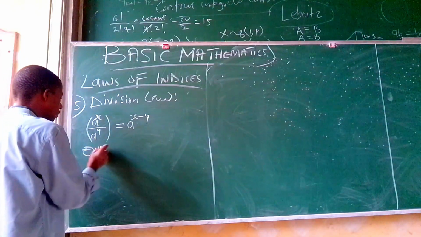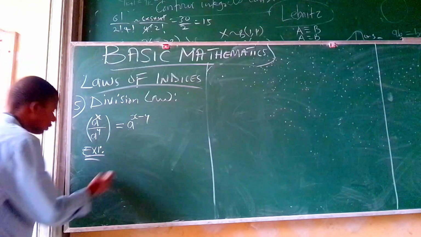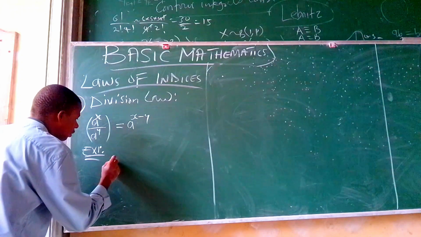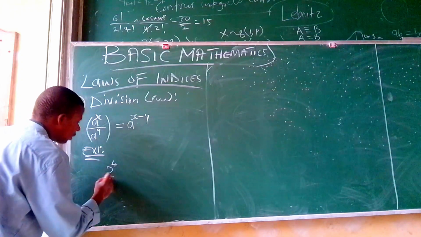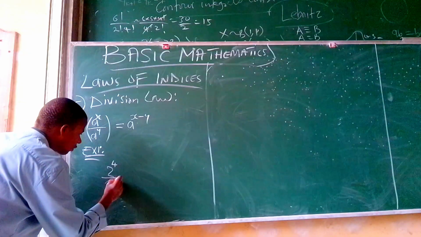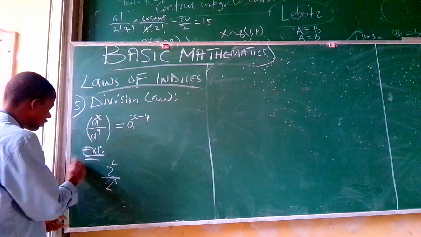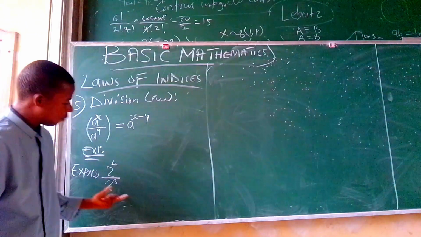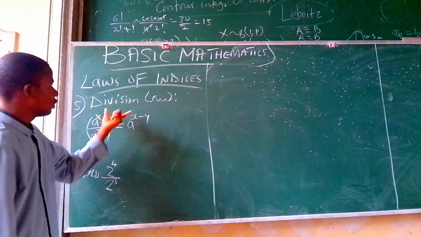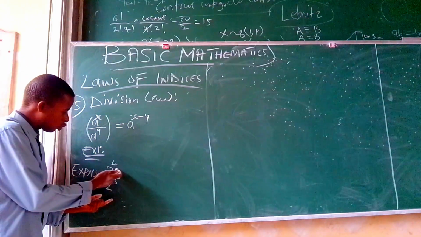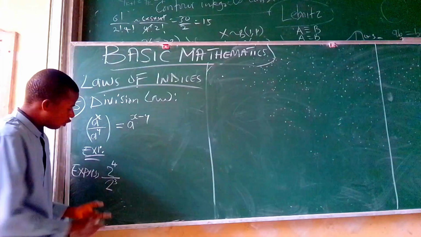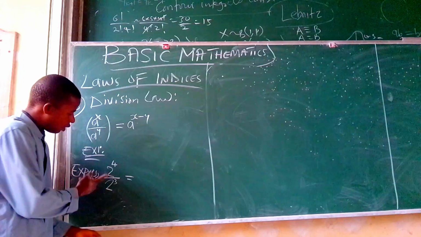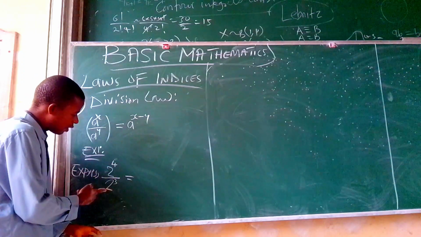Example 1. We have 2 raised to the power of 4 all over 2 raised to the power of 3. They say we should express this. Once we want to express this, you know that we are going to apply the division law, because we have two indices dividing themselves. At this point, you know that they have something in common, which is the same base: base 2 raised to the power of 4, and base 2 raised to the power of 3.